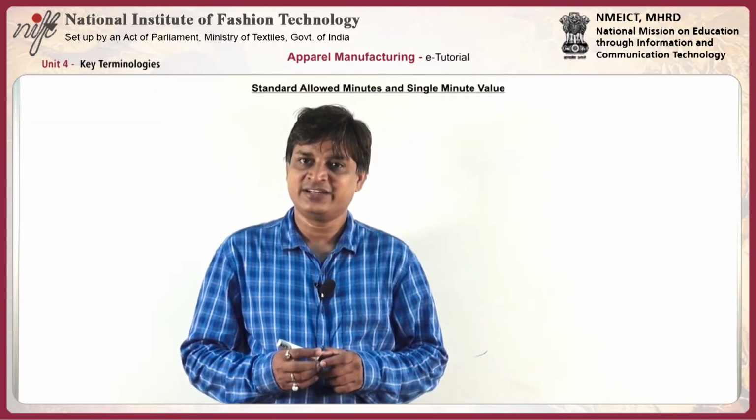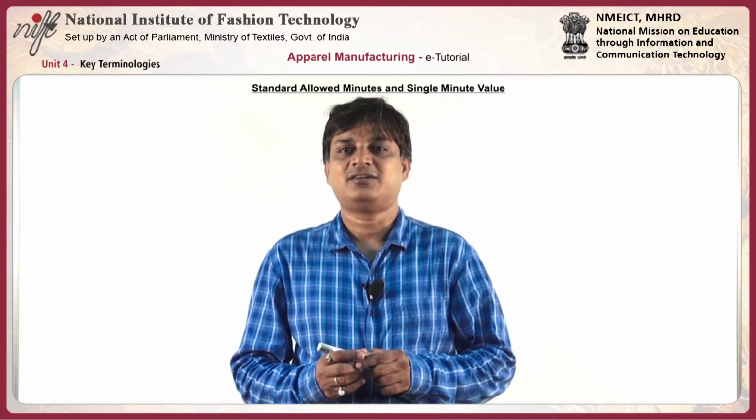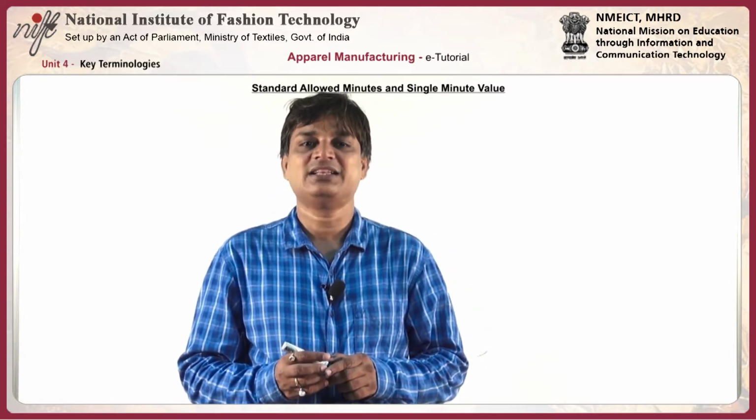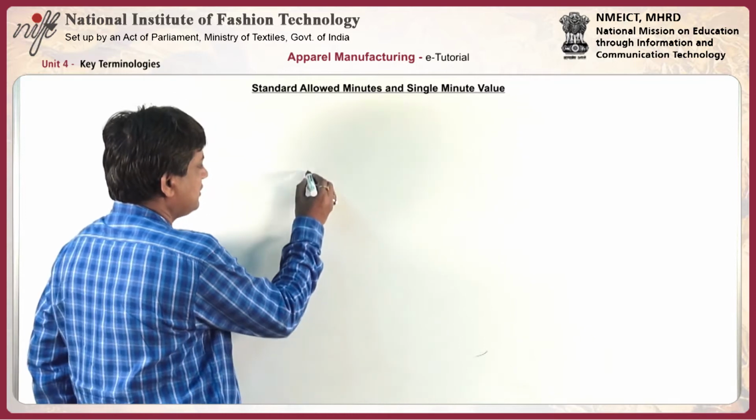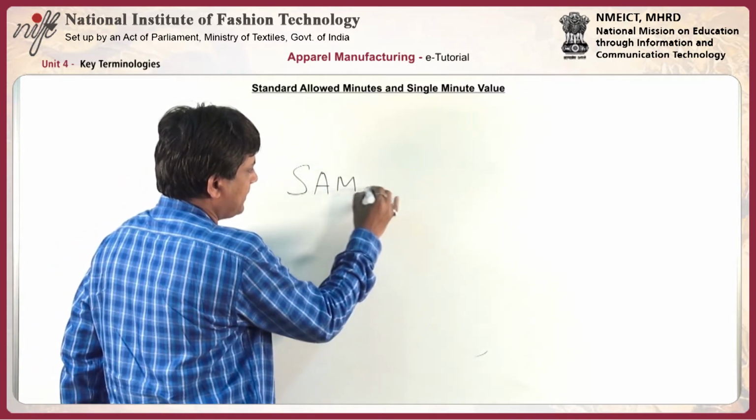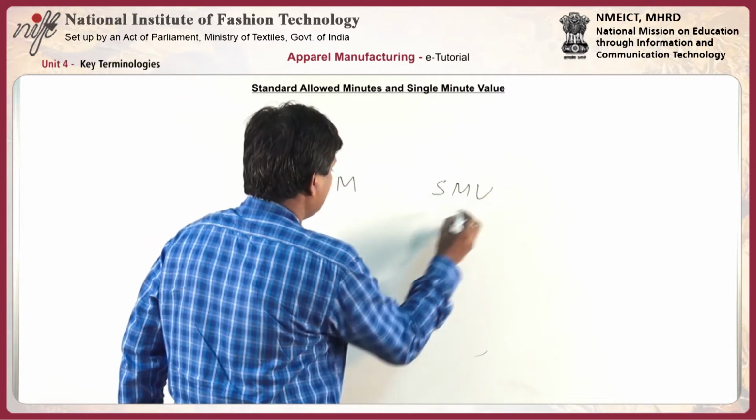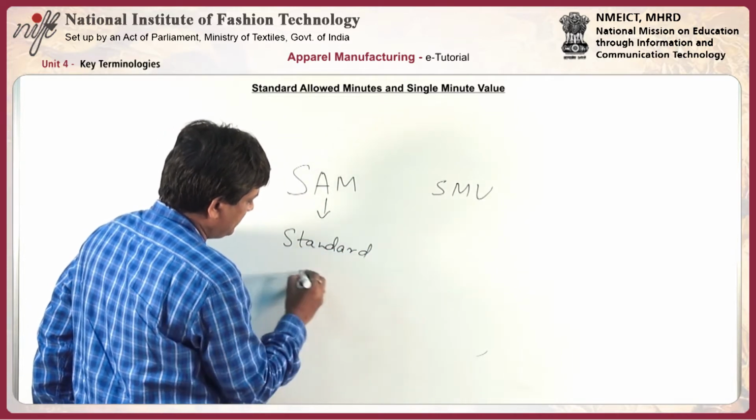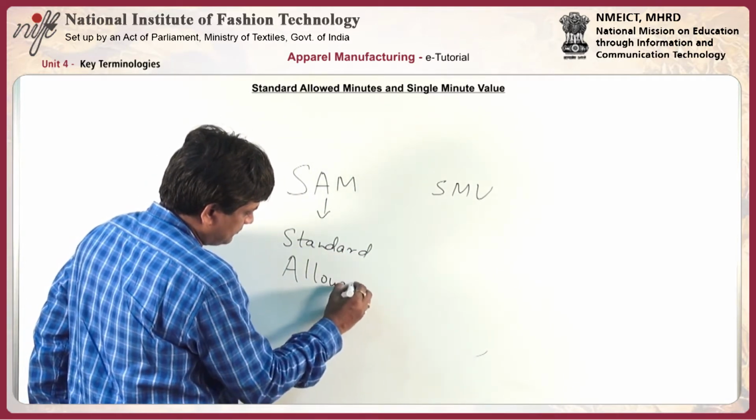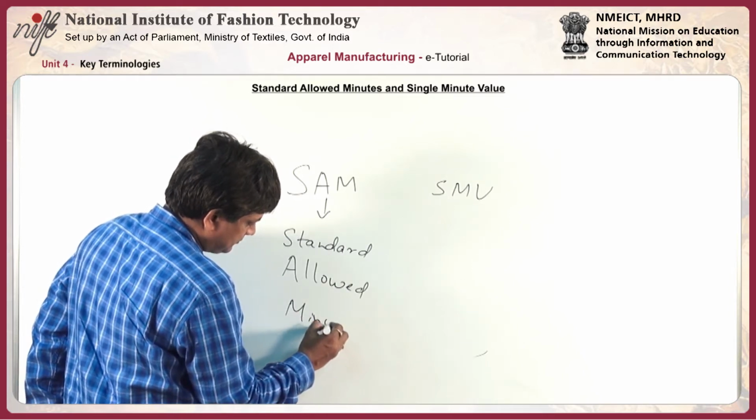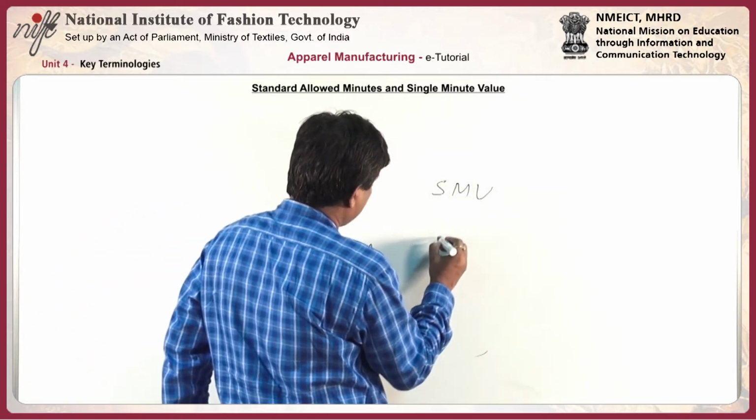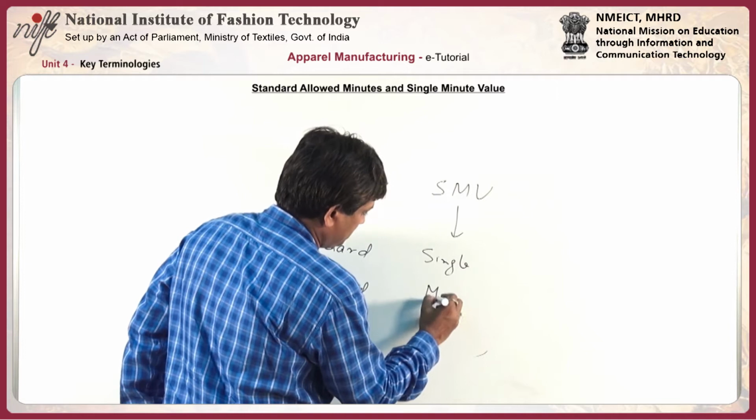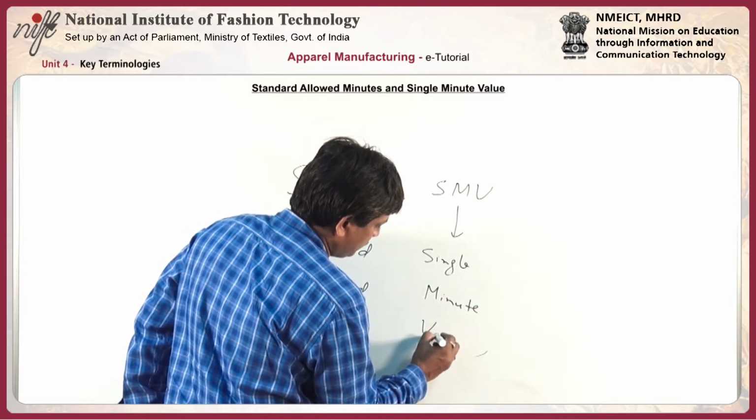After clock time, on-standard time and off-standard time, two key terminologies are also very, very important, which are known as SAM and SMV. SAM stands for Standard Allowed Minute, and SMV stands for Standard Minute Value.